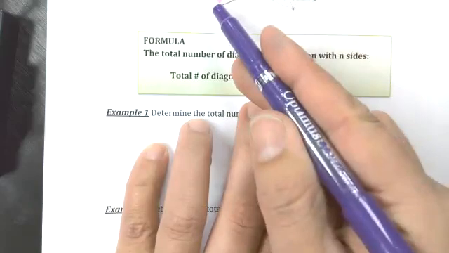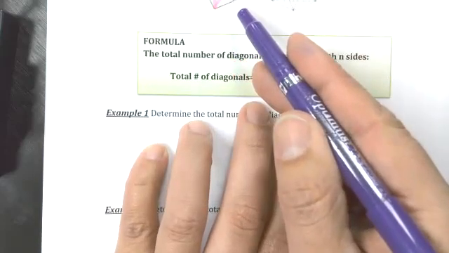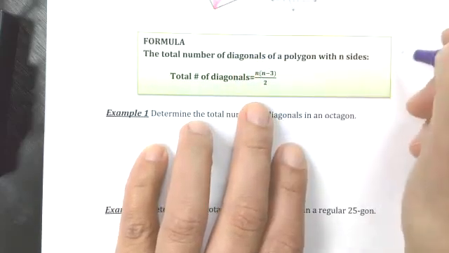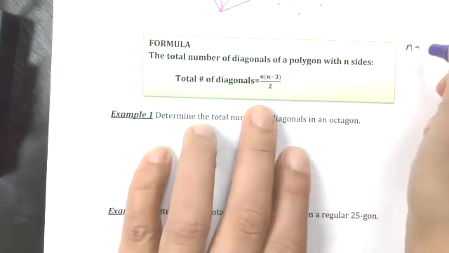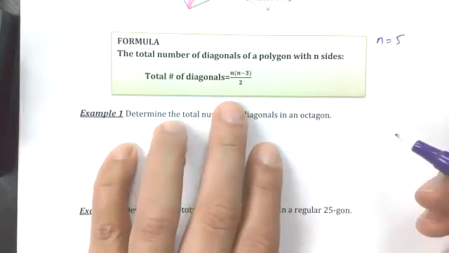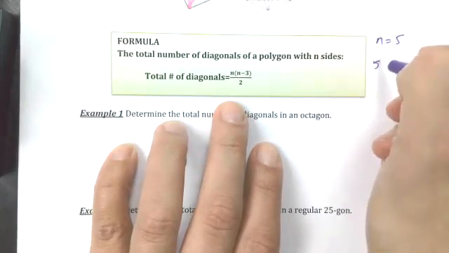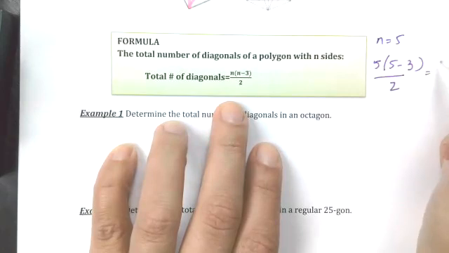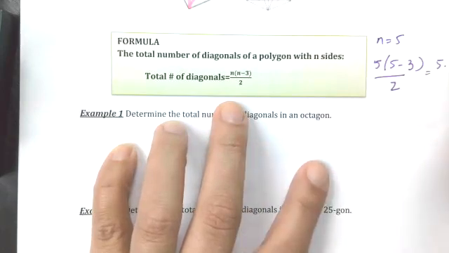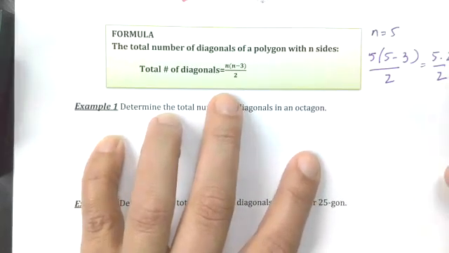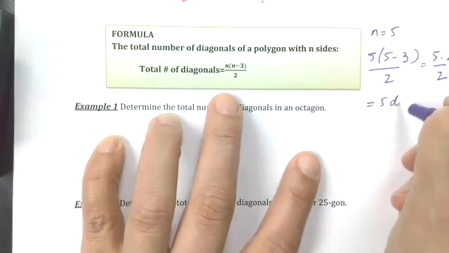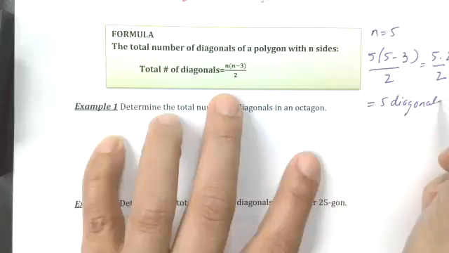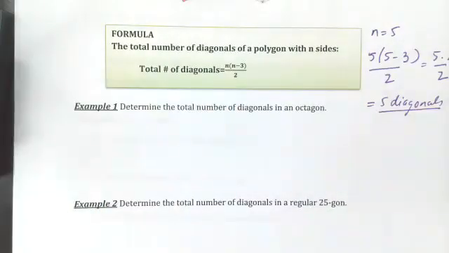So let's test it for the pentagon, because we said it was 5, right? A pentagon has n equals 5, which is 5 sides. 5 times (5 minus 3) divided by 2, 5 times 2 divided by 2, which is 10 divided by 2, which is 5. 5 diagonals. So we were right. We counted them correctly.